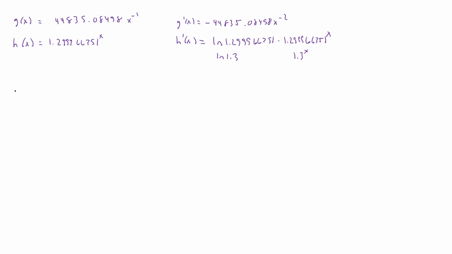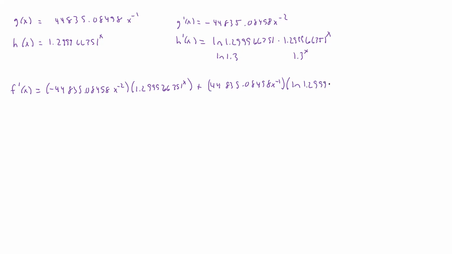Okay. So what is our, we call the f of x, so what is our f prime of x then? Well, it's going to be this value, a negative 44835.08458. And then do we want to write it with that? Yeah, let's just do x to the -2. And then times this one, which is 1.299966351 to the x, and then plus, now we have that number, 44835.08498 x to the -1 times this one, ln of 1.299966351 times 1.299966351 to the x. Okay, and again, I'm just writing them all out. That way we're kind of following along as we go.